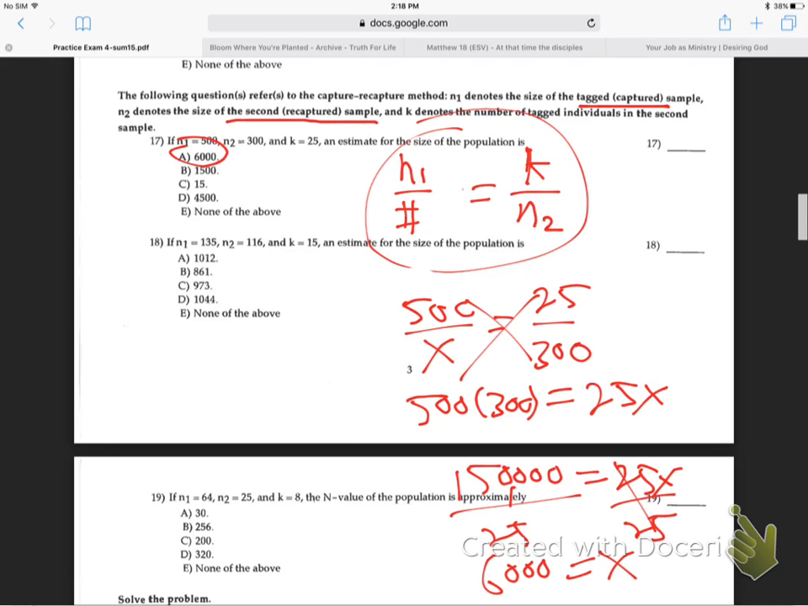And 18's the same way. 19's the same way. They just gave 17, 18, 19, all the same formula, right? So I'll move on from those. I'm running out of time. Let me scan real quick. Did we get those down?